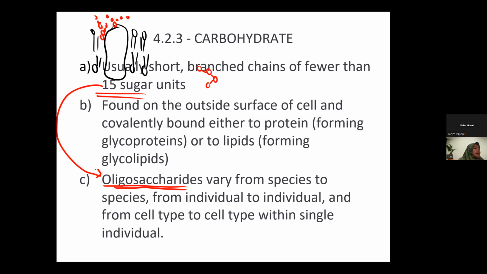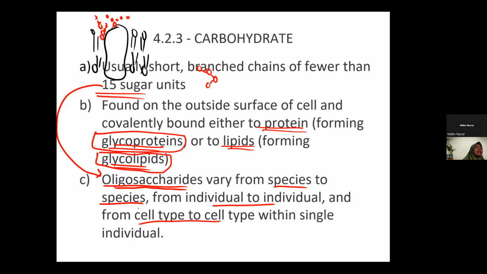Okay, right. So the carbohydrate found on the outside surface of the cell are covalently bound either to the proteins that form glycoprotein, or bound to the lipid, forming glycolipid. So ada dua je. Ingat, glycoprotein is attached to the protein and glycolipid is attached to the lipid. Oligosaccharide vary from species to species, from individual to individual and from cell to cell. Meaning to say, dalam setiap membran, rantaian karbohidrat itu berbeza. Daripada sel pipi dengan sel pankreas tak sama. Daripada orang A dengan orang B tak sama. Bakteria A dan bakteria B pun tak sama.